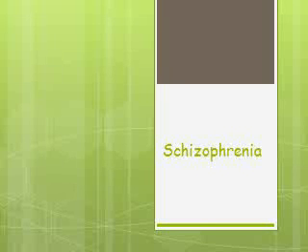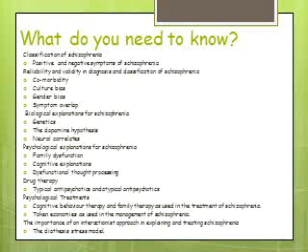Schizophrenia revision for your Paper 3 exam. So what do you need to know? You need to know about the classification of schizophrenia, the reliability and validity in diagnosis of schizophrenia, biological explanation, psychological explanation, and biological and psychological treatments, as well as the interactionist approach to both explaining and treating schizophrenia.